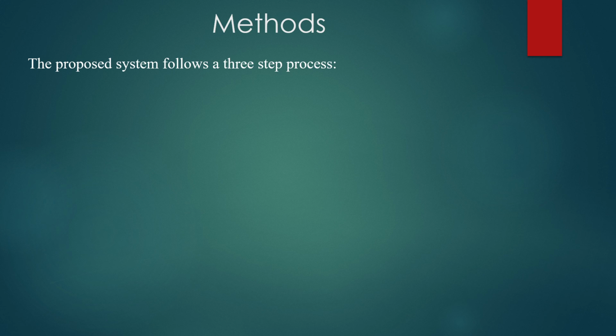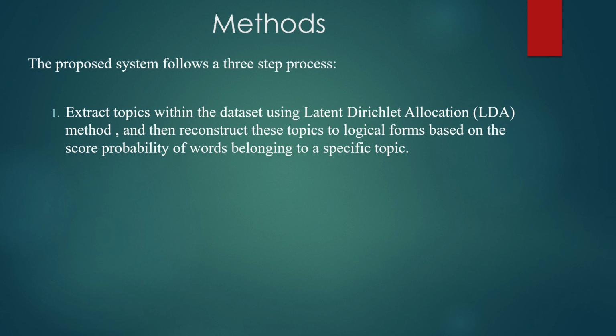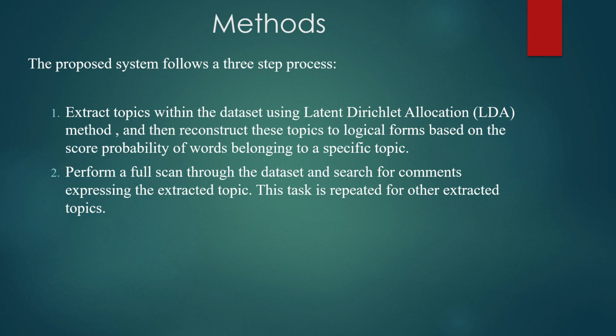Our approach follows a three-step process. In the beginning, we extract the topics within the dataset using latent Dirichlet allocation, known as LDA. This is an unsupervised model for extracting the topics in a collection of textual documents. And then we reconstruct these topics into logical forms based on the probability score of words belonging to a specific topic.